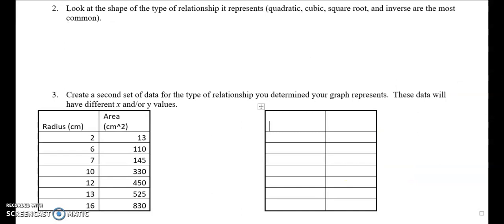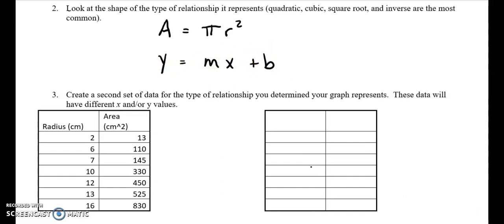Okay, so now we're going to combine steps 2 and 3. So we said the relationship between the radius and area of a circle looks like it's quadratic. So I know in my head that the area of a circle should be pi r squared. I know that's what it should be. What we want to do is linearize our data. So we know that the equation for a linear equation is y equals mx plus b.